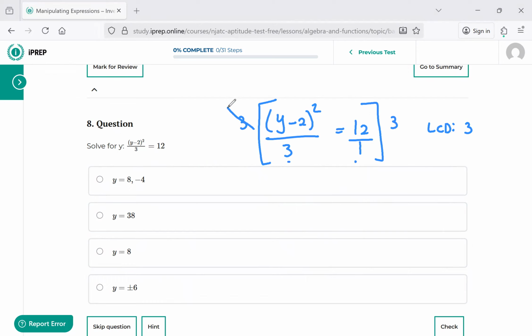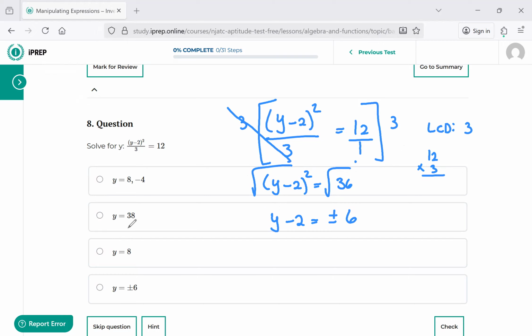So over here, the 3's cancel. So you're left with (y minus 2) squared. And then on the right, what's 12 times 3? 36. Okay. The next step is I'm going to get rid of the power 2 by taking the square root of both sides. So you have y minus 2 equals the square root of 36, which is plus or minus 6.